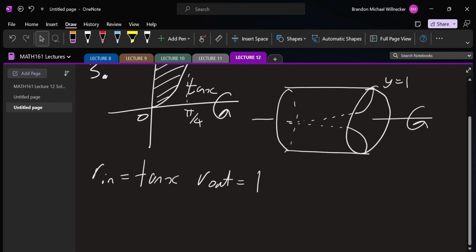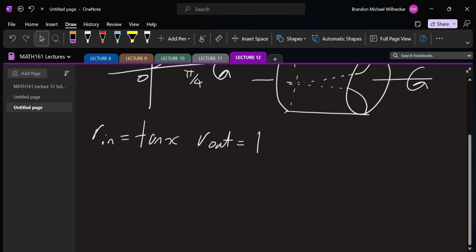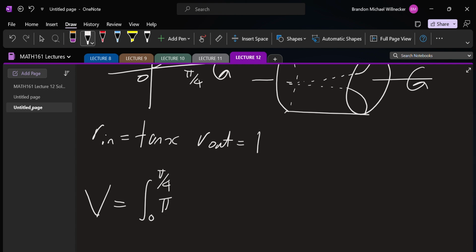And x goes from 0 to pi over 4, we did that in the picture there. So the limits are from 0 to pi over 4, pi r out squared, that's going to be 1, r in squared, that's just going to be tan squared.